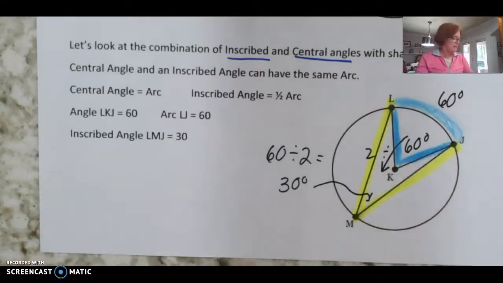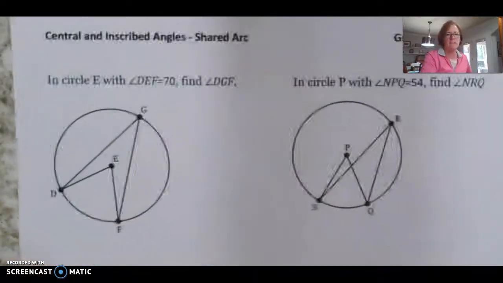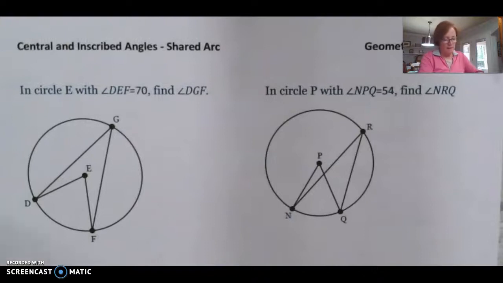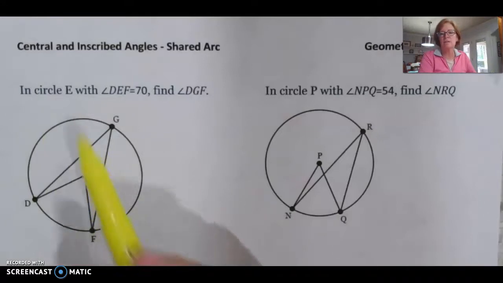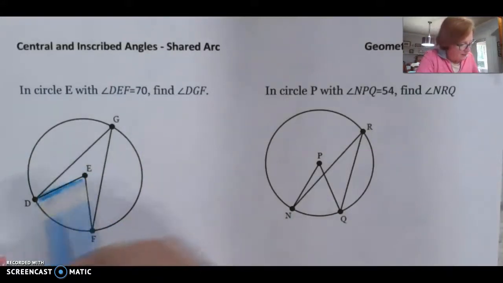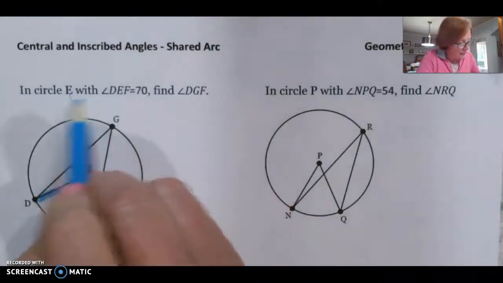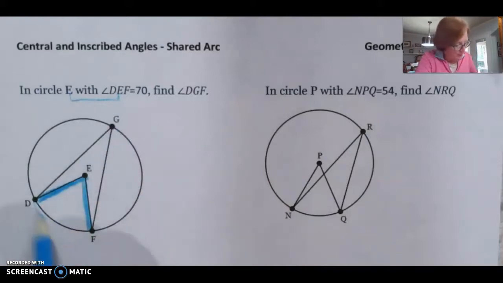All right, let's take a couple examples to see what these look like in a little more detail. So I have circle E, because circles are named by their centers, with angle DEF. D to E, because it's coming to the center of the circle, this is a central angle. I'm coloring it blue because it's going to be big. I'm coloring the arc that it makes blue because it's going to be equal.